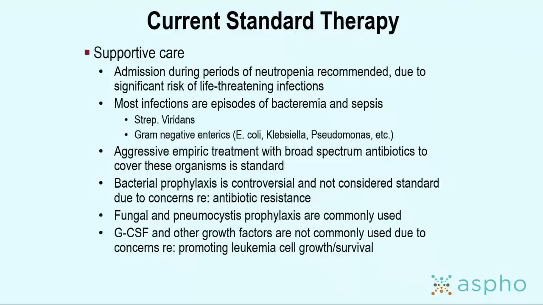Most of these infections are due to either strep viridans, which is why some degree of gram-positive prophylaxis and certainly very early use of vancomycin and empiric treatment is important, and then the gram-negative enterics. And so it's obviously very important to keep good gram-negative coverage on as well. Aggressive empiric treatment, as I've mentioned.